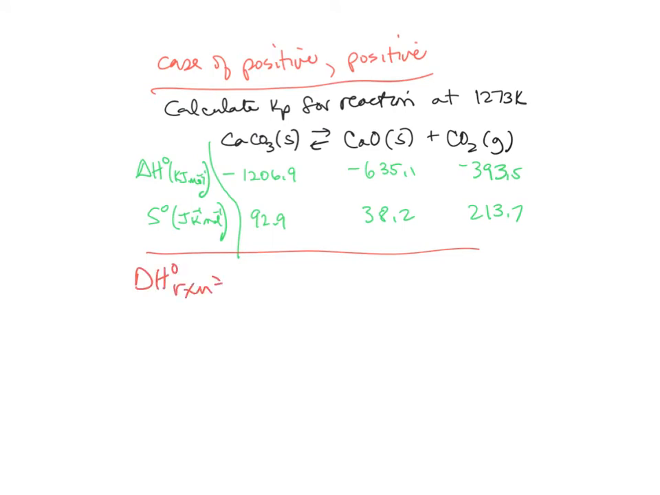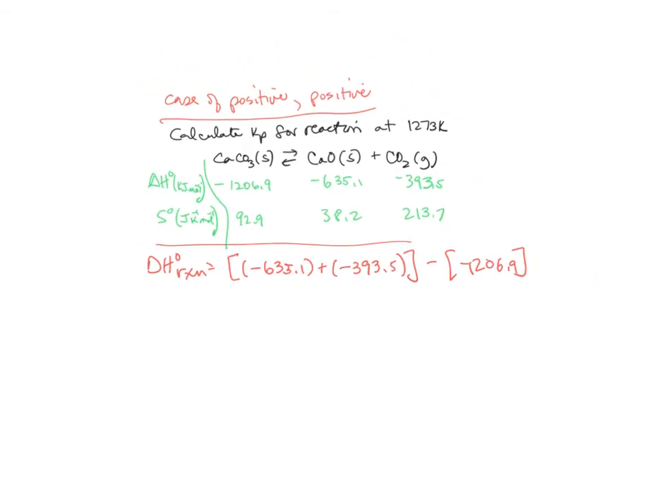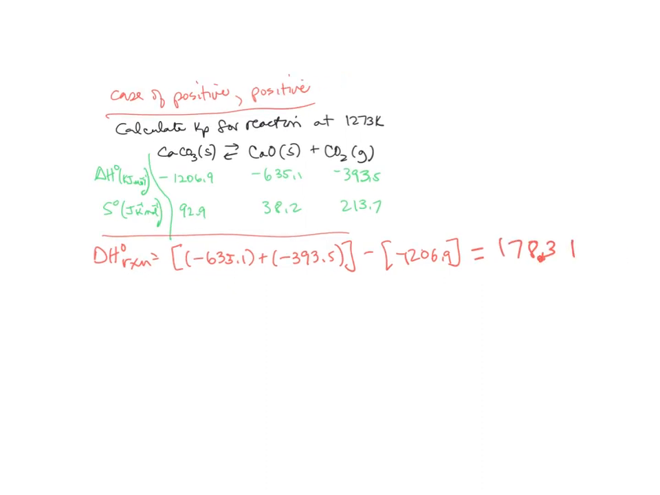All right, so we can go through this and calculate delta H, reaction. This is going to be negative 635.1 plus negative 393.5 minus, all the coefficients are 1 here, negative 1206.9. Okay, so delta H, I'm going to put that over there. This is equal to 178.3 kilojoules per mole.